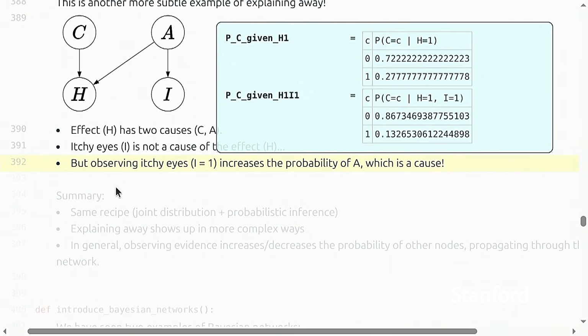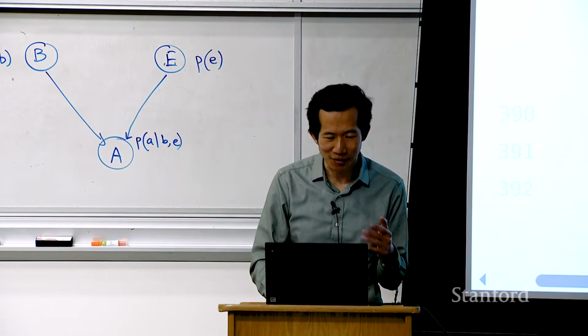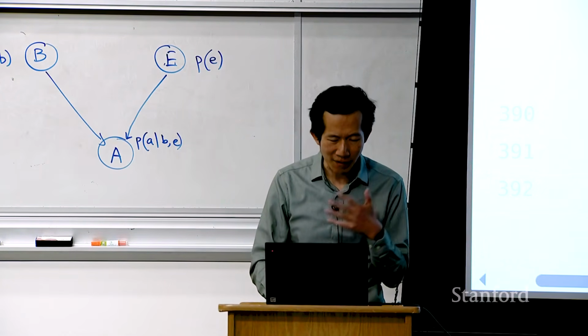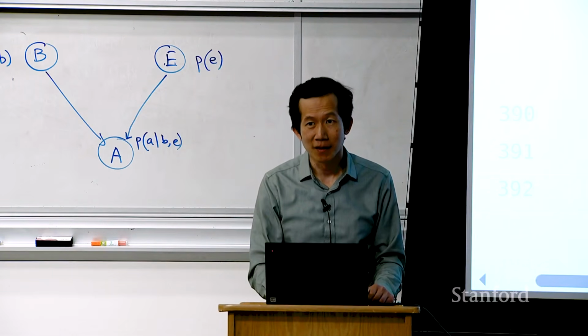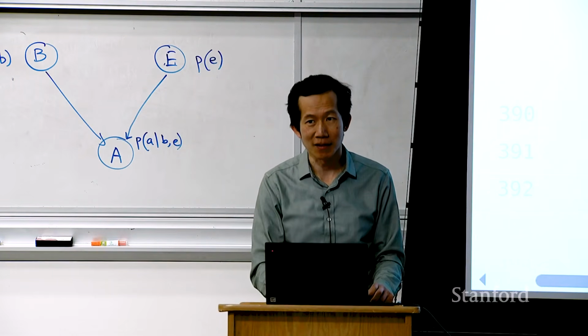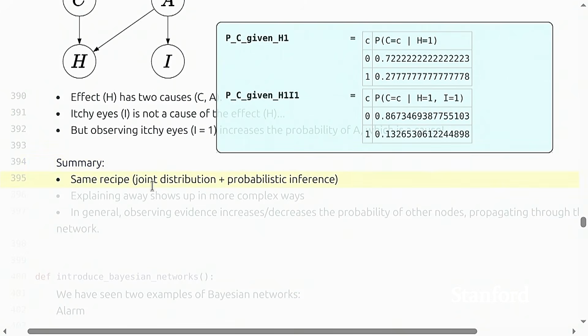Okay, I think this is really neat: you just define the Bayesian network and all these reasoning patterns pop out. I don't think anyone would have really good confidence to just intuitively think, well, if you have itchy eyes, how much would the probability of a cough change? But if you have the Bayesian network, it handles things for you. So to summarize, same recipe here: joint distribution. Once you define it, you can do probabilistic inference.